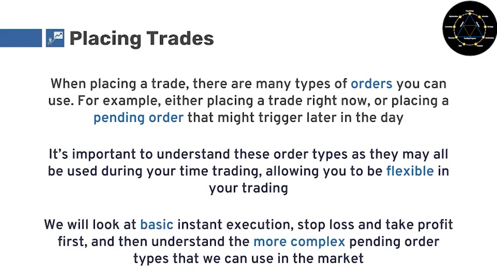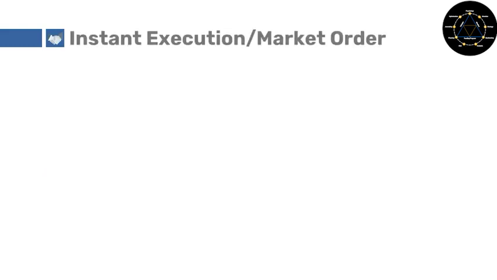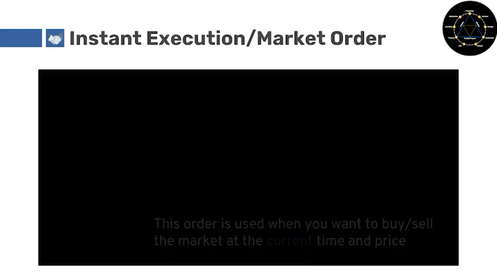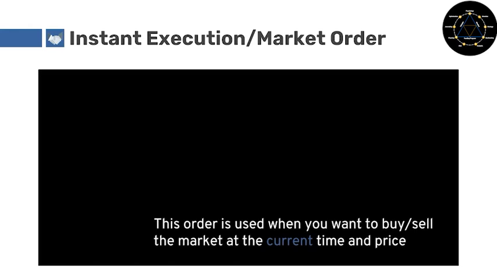So we're going to look at the two different types in this part. First off, the basic market instant execution, and then, with some examples as well, the more complex pending order types that you can utilize for various different strategies. So first off, let's go through the instant execution or market order. This order is used when you want to buy or sell the market, any instrument, it can be Forex, stocks, whatever, at the current time and current price.